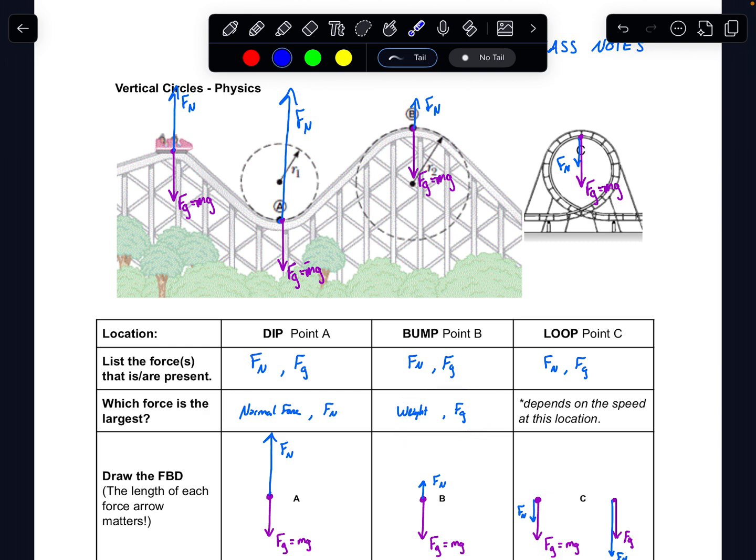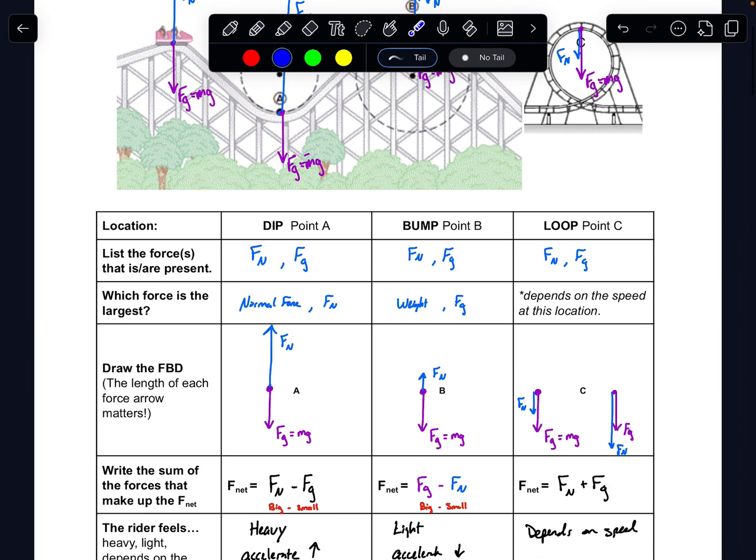All right, and this actually does depend a lot on the location. When we do the loop-to-loop, it depends on the speed. If I'm going in really, really fast, that normal force is going to increase and increase and increase. If I'm going in not as fast, it's going to decrease. And in fact, there's a point where I wouldn't go fast enough to even make it around the corner. That normal force changes a lot depending on the speed.